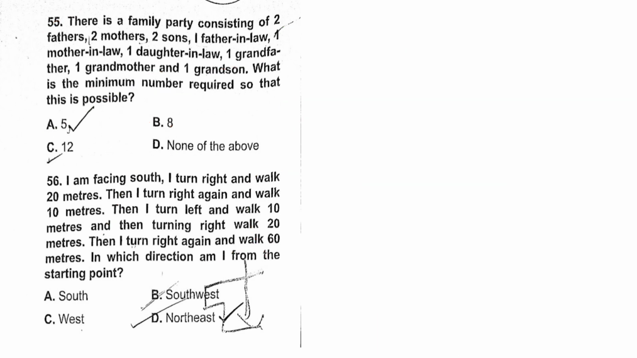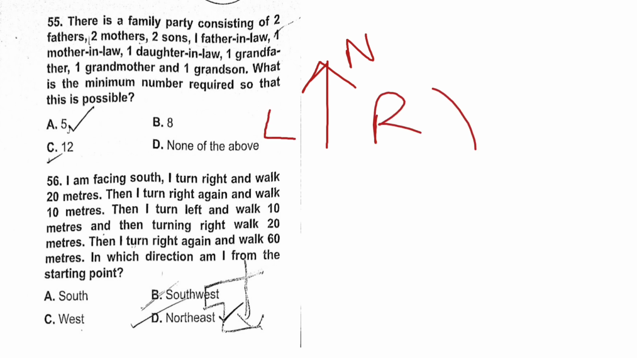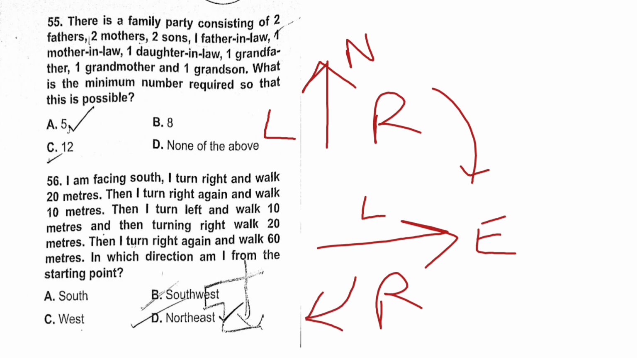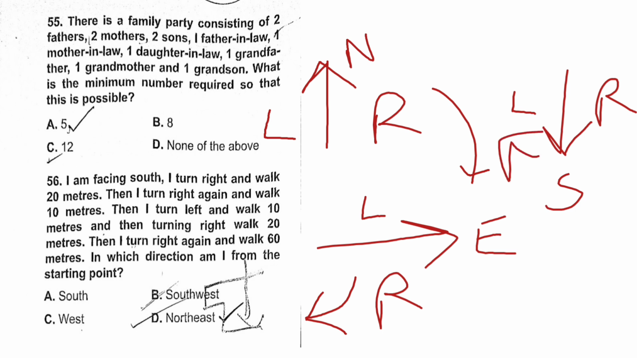Moving to next, question number 56. In this question, firstly you have to know the direction and the left and right position. Suppose this is my arrow pointing towards north. So my left will be here and right will be here. If we rotate it clockwise, this will be my left and this will be my right, and it is pointing towards east. Suppose I rotate it further, then it will point this way, so now this will be my left and this will be my right, and it is pointing towards south, and so on. This is how you have to consider the directions.